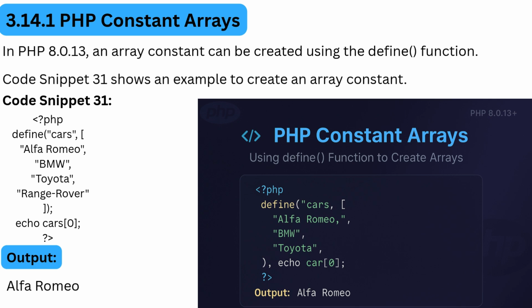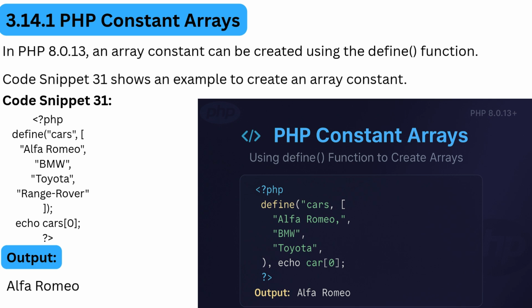Let's look at code snippet 31 shown in the image. The code begins with the PHP opening tag, <?php, and then the define function is used to create a constant array. Here's the code: define('cars', ['Alfa Romeo', 'BMW', 'Toyota', 'Range Rover']); echo cars[0]; The constant is named cars, and its value is an array containing 4 elements: Alfa Romeo, BMW, Toyota, and Range Rover. Each of these represents a different car brand.